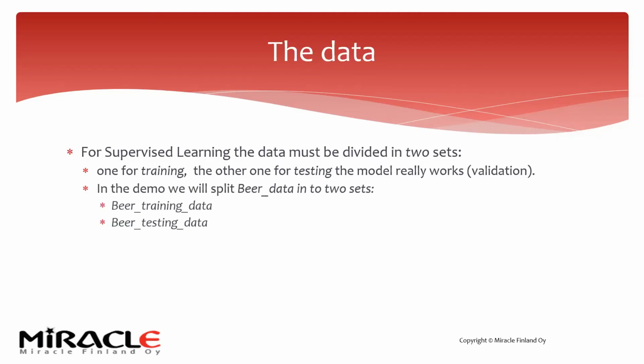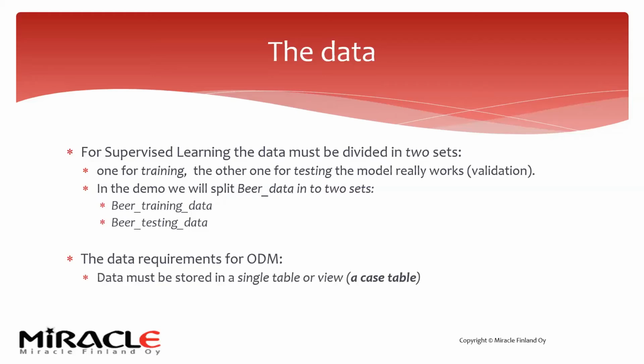In this demo, this is a super simple demo. Don't do this in production. This is just for demoing purposes. So we divide it in two sets, training data and test data. When you divide, you have to decide: is it going to be 80-20%? Is it going to be 70-30? Is it going to be 60-40? What kind of division are you going to use?